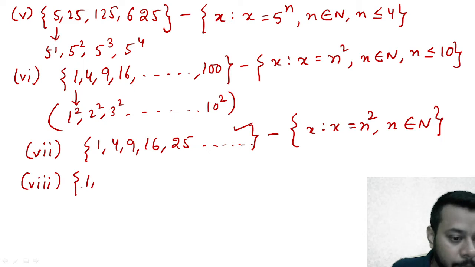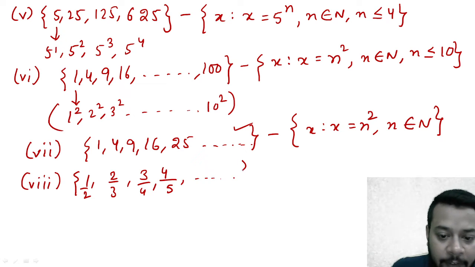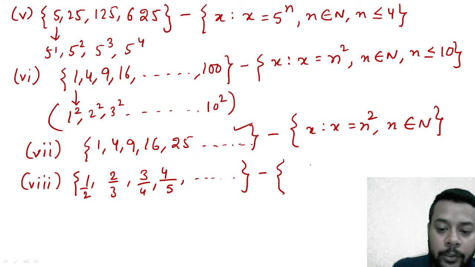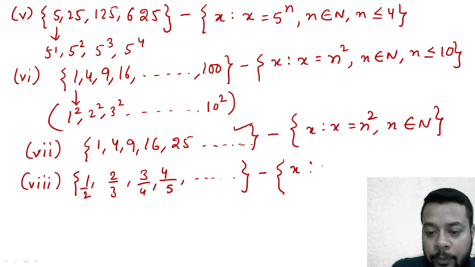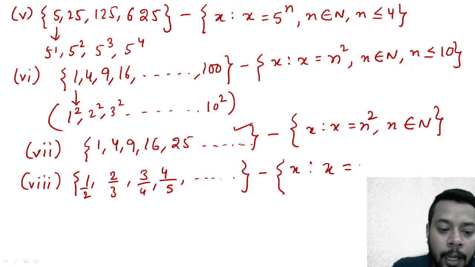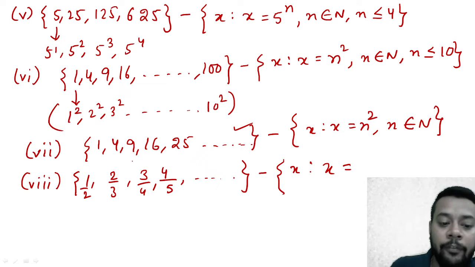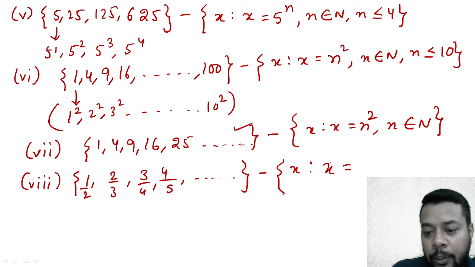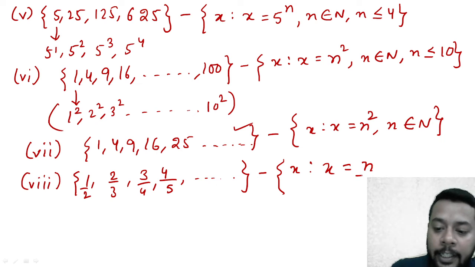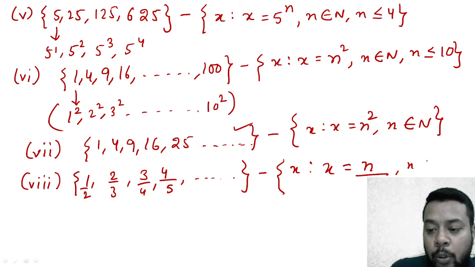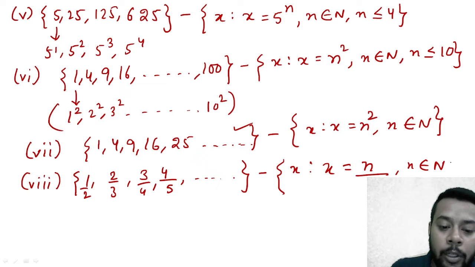1 by 2, 2 by 3, 3 by 4, 4 by 5, this is very interesting. See, if you notice students, we start roster form in this way, right? X is equal to. Now in the numerator, the numbers are going in consecutive form, 1, 2, 3, 4 and so on. So in the numerator we write n, where n belongs to natural numbers. So the first natural number will be 1, then 2, then 3 in the numerator and so on.